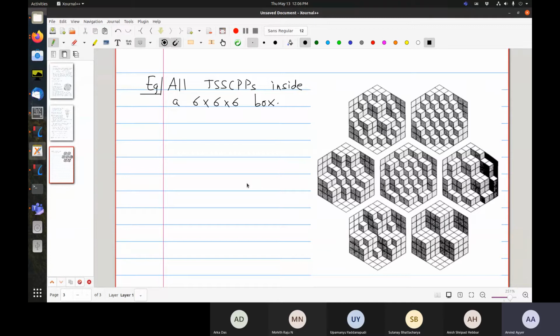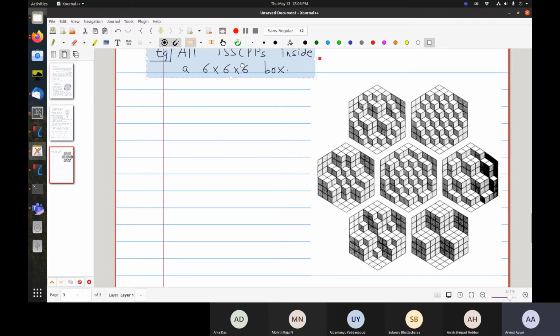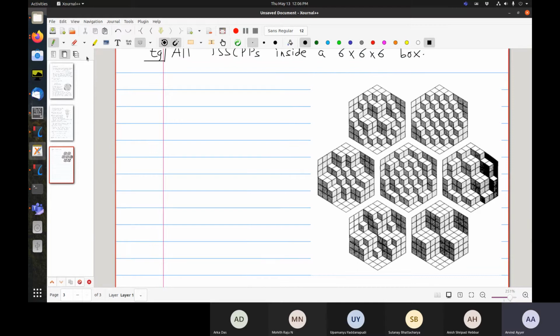Okay, so for each example, let us write the distinct odd partitions. Let me move this up, and let me write the distinct odd partitions in the same order. Okay, so let's write this for the first one over here.